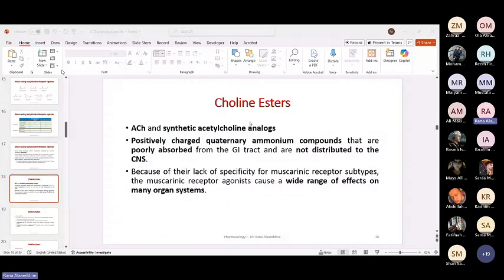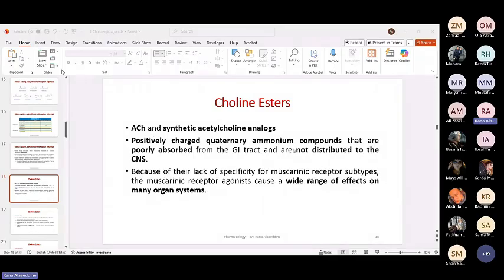Okay, let's agree on something, you guys. When I have a drug that I say is positively charged, can it be absorbed, or can it go into the central nervous system? No. Exactly. And this applies to drugs that are ammonium compounds.